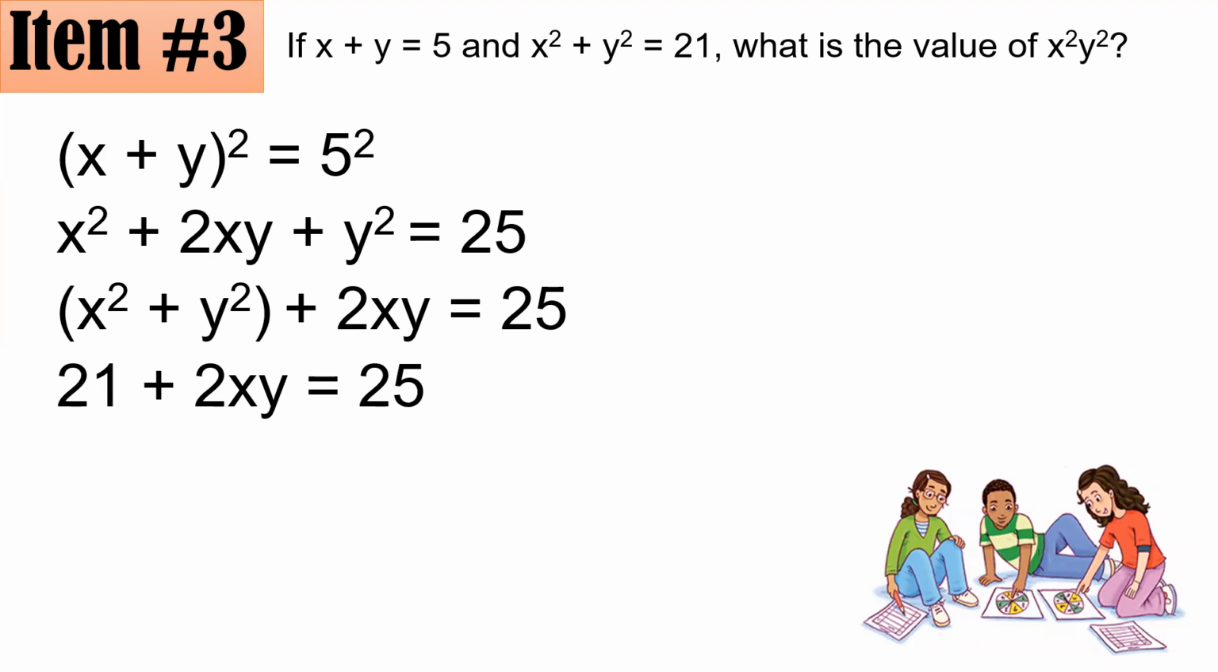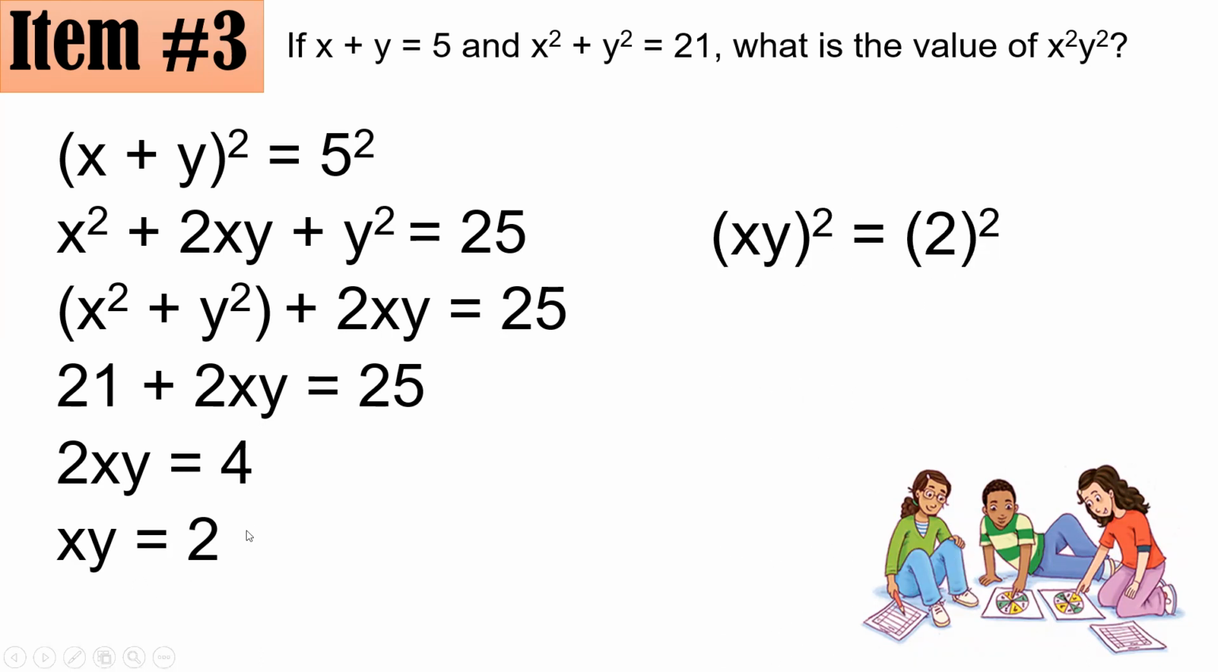To isolate xy, we will subtract both sides by 21 first. So 2xy equals 4. And dividing both sides by 2 gives you xy equals 2. So we know that the product of these two numbers is 2. But remember, x squared y squared po yung hinahanap natin. So what should we do both sides? We should also square both sides of xy equals 2. Squaring it gives xy quantity squared equals 2 squared, and x squared y squared equals 4.